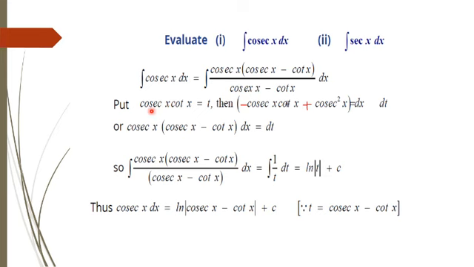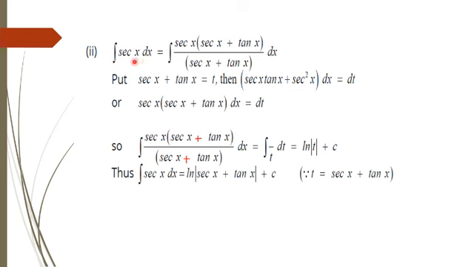Here we put t as cosecant x minus cot x. The derivative of cosecant x is minus cosecant x cot x, and the derivative of cot x is minus cosecant square x. This minus with this minus, we will get cosecant square x.